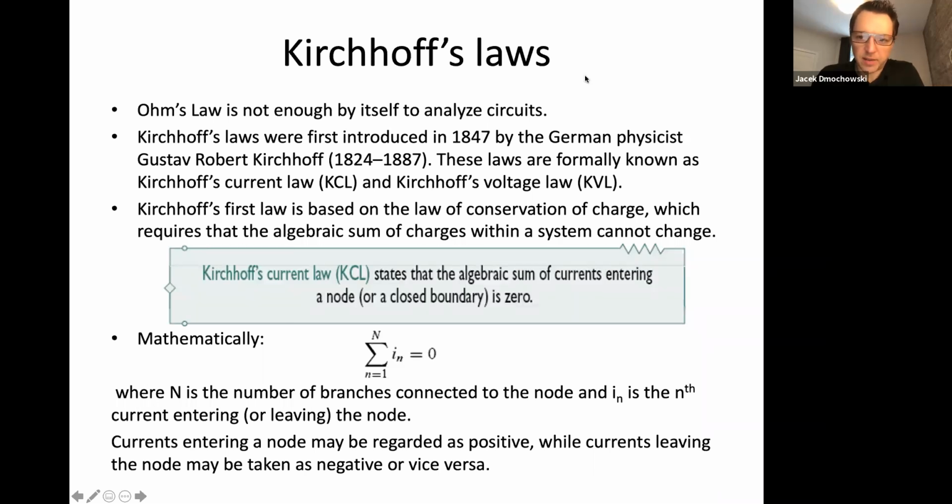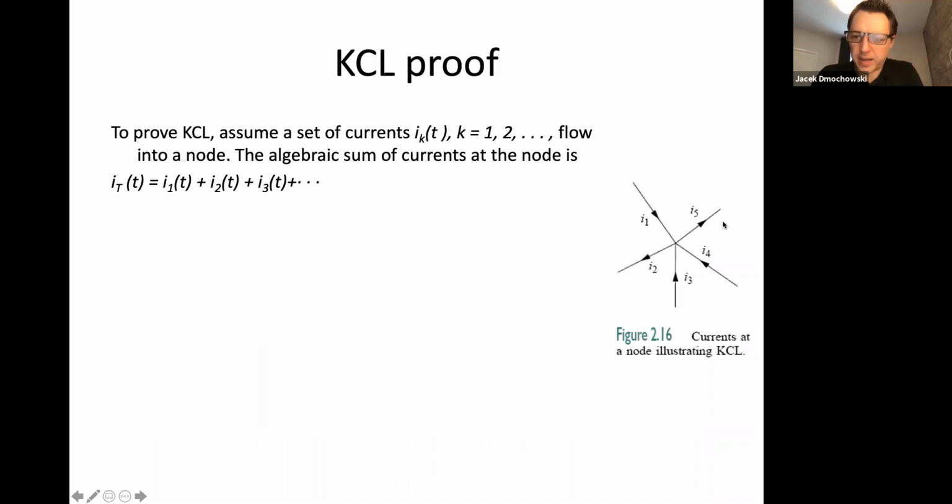I think the picture here will say it all. You have a node in the center, and we have currents I1, I3, and I4 that are entering, and we have currents I2 and I5 that are exiting. So KCL states that I1 plus I3 plus I4 is equal to I2 plus I5.